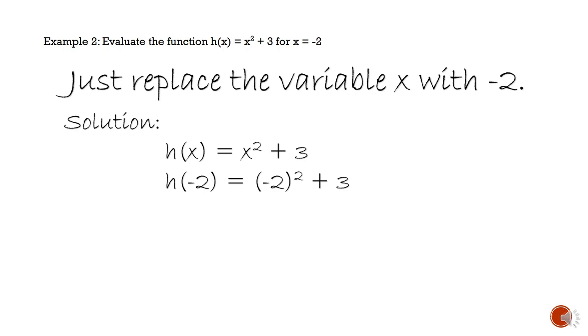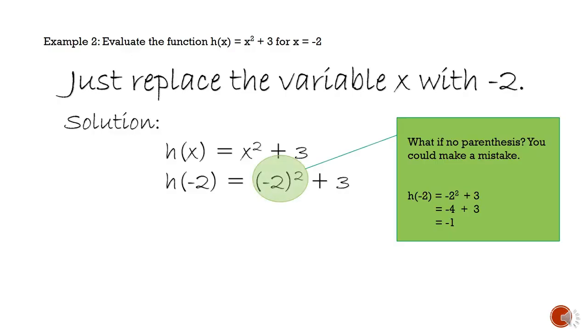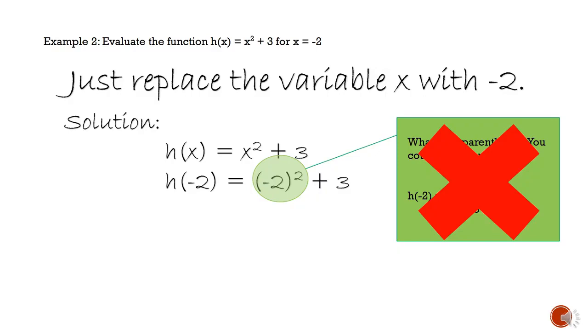What if you forget to put a parenthesis? What will happen? You see, negative 2 squared plus 3, the negative 2 squared will give you negative 4. And negative 4 plus 3, that will give you negative 1. And that will make a wrong equation. It should have parentheses so that it will give you a value of 4. So next, sum up 4 plus 3, that will give you 7.